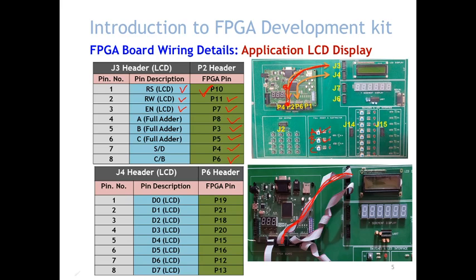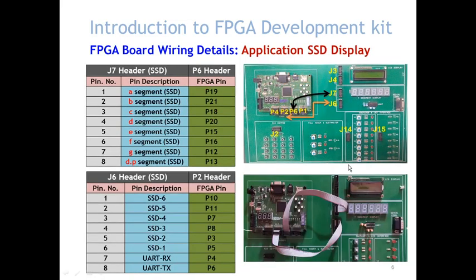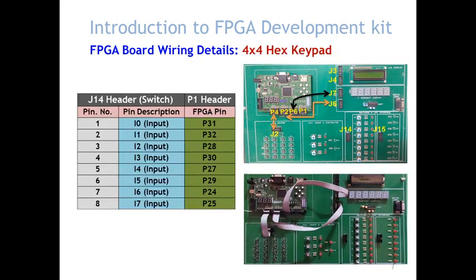So the P2 header we are connecting to J3. To understand better, the P6 header of the FPGA is connected to the J4 header for LCD kind of applications. Similarly, for the SSD, we are connecting the P6 header to the J7 header, and the J6 header of the daughter card will connect to the P2 header. So like this wiring we are doing, and these are the IO pins we are using while writing VHDL code. So this gives an idea of how pin routing is used for the various applications.